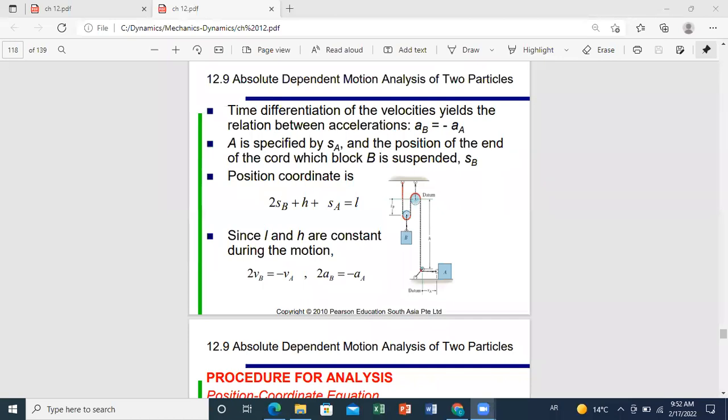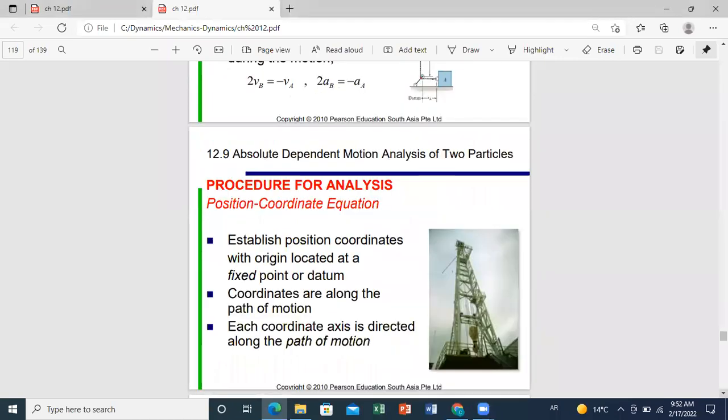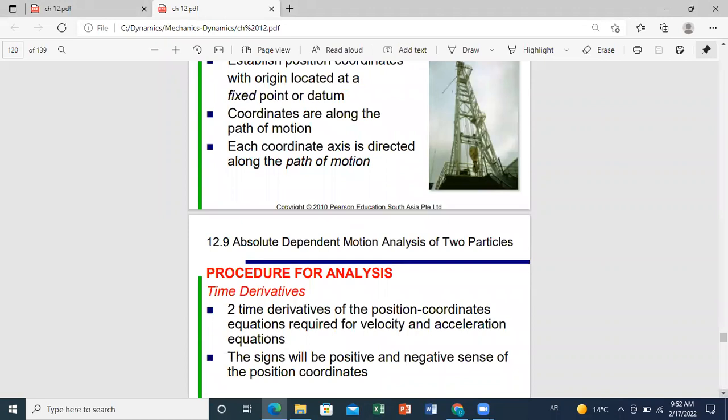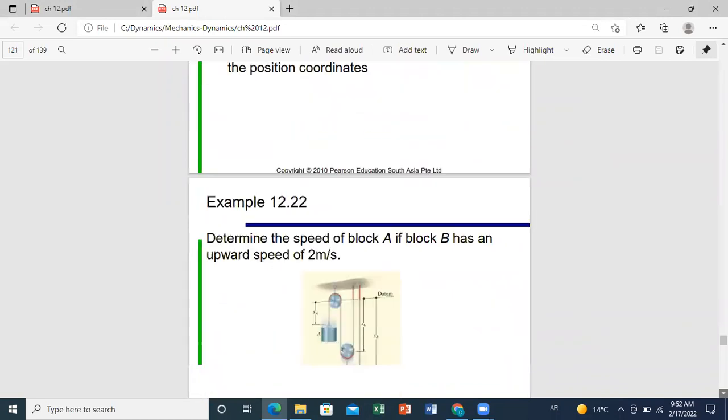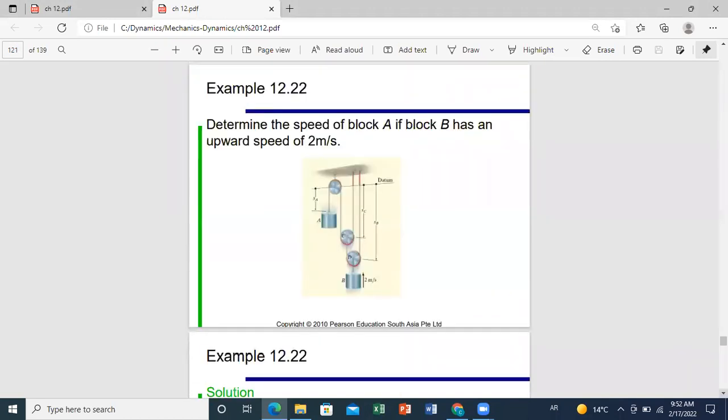Okay, so let us do some examples together to see how to apply these concepts. Let us consider the following figure. We have to determine the speed of block A, knowing that block B has an upward speed of 2 meters per second. In this problem, as usual, the first step is to determine how many coordinates I need.